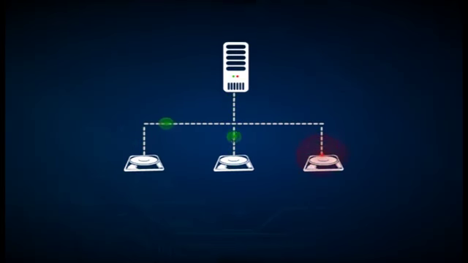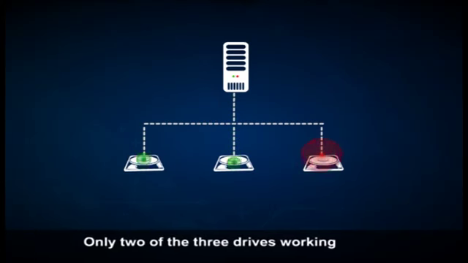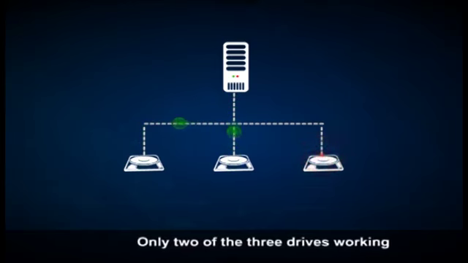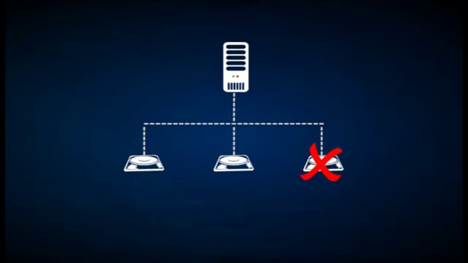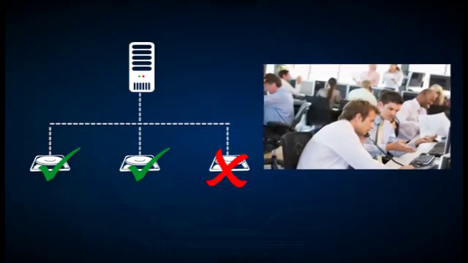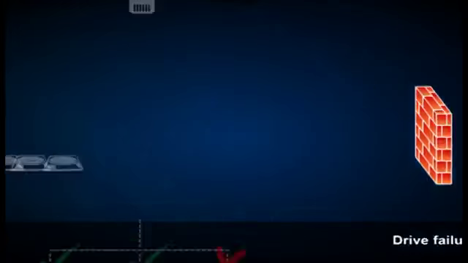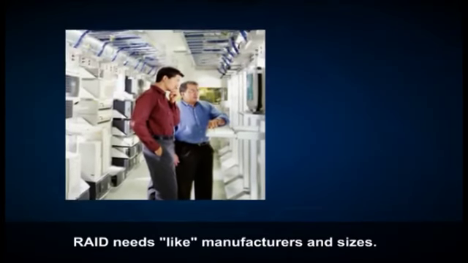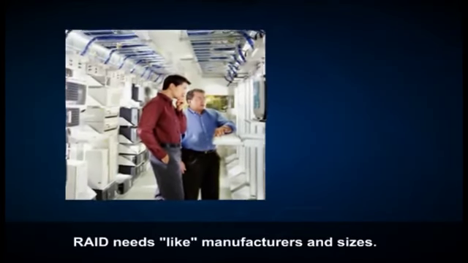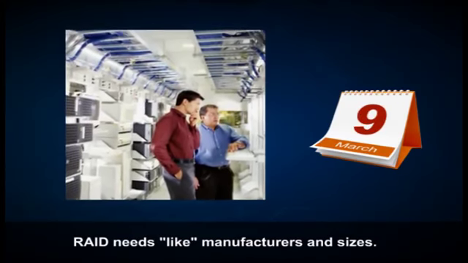RAID5 requires at least 3 drives. We found that the server was running on only 2 of the 3 drives. On further examining the RAID, we found that it was caused by a drive failure. With RAID5, there is a redundancy for data. Therefore, the drive failure was masked from users. RAID needs to have like manufacturers and sizes to work correctly. This delayed the replacement by 3 days as the required drive was not available at the time.